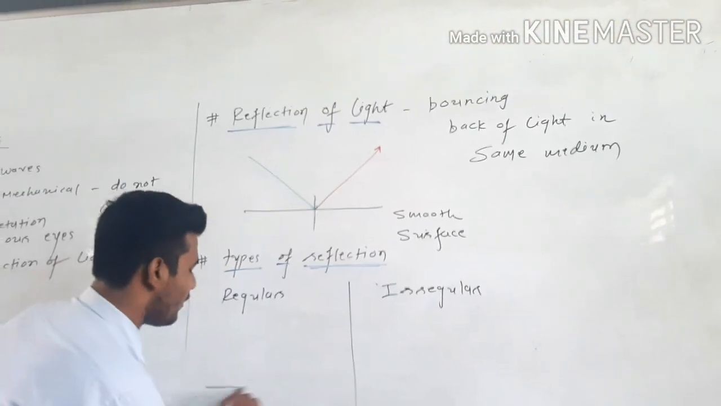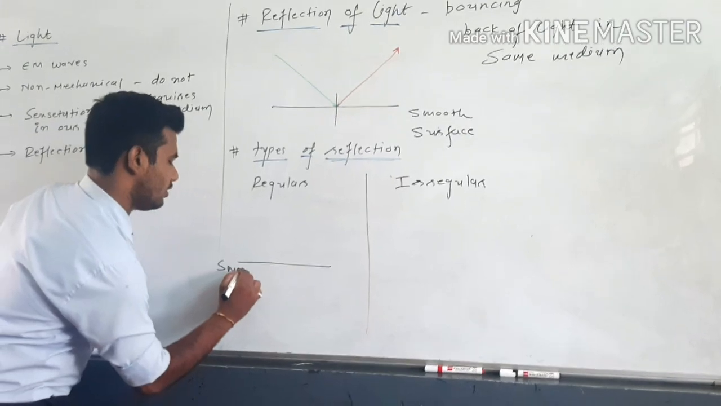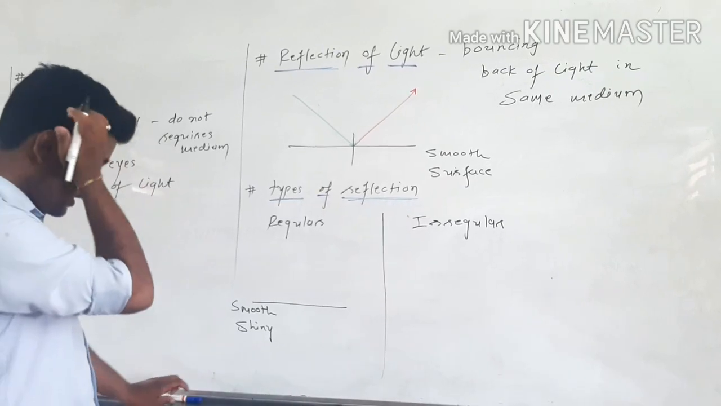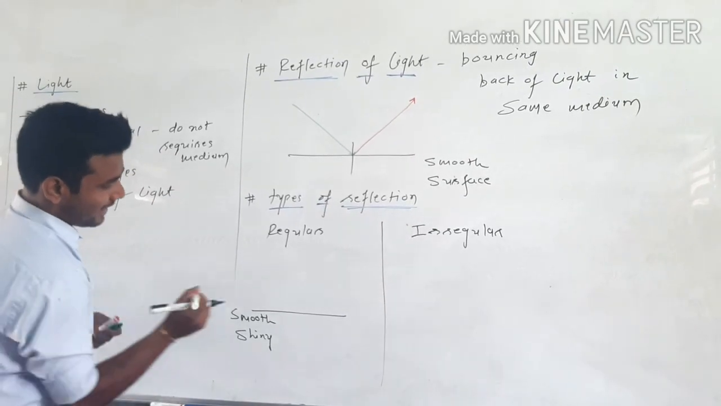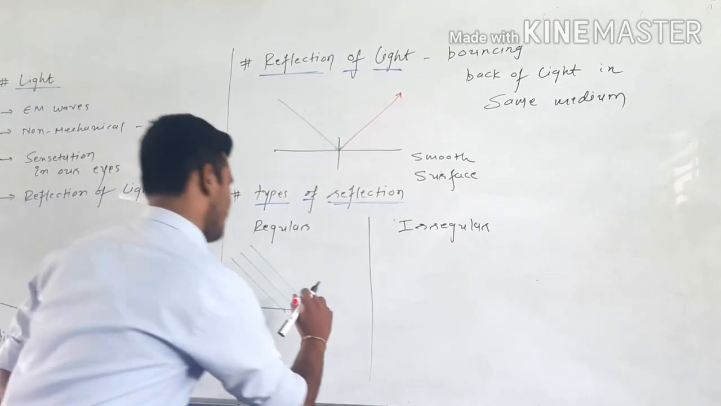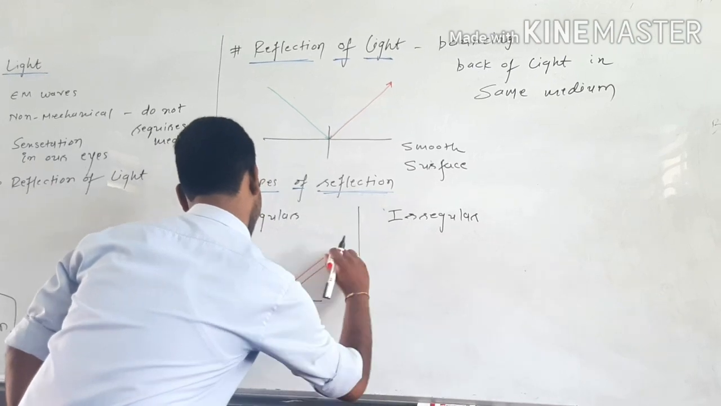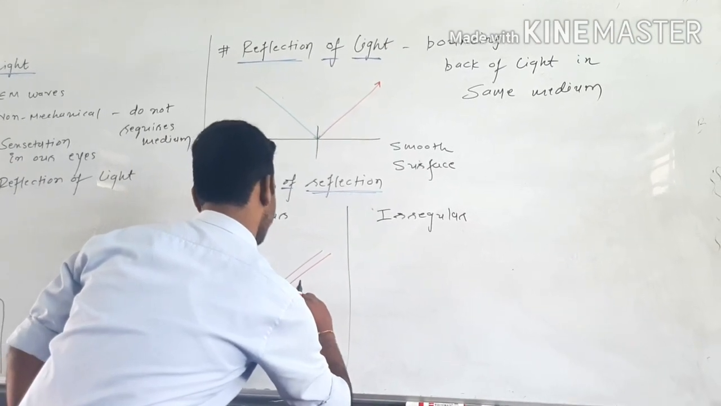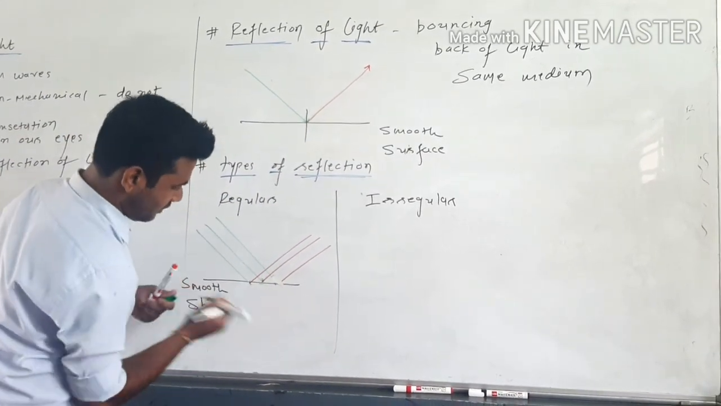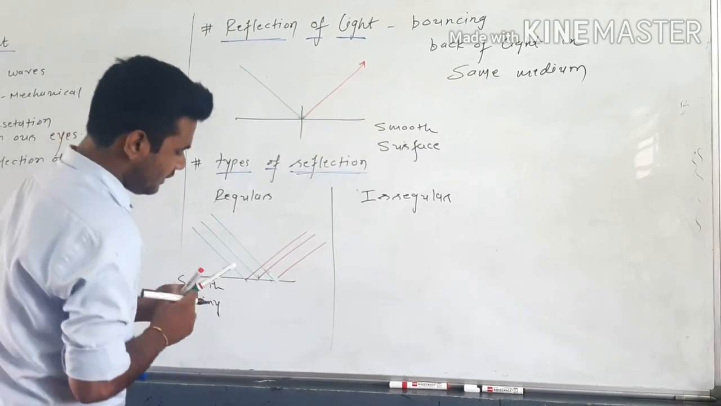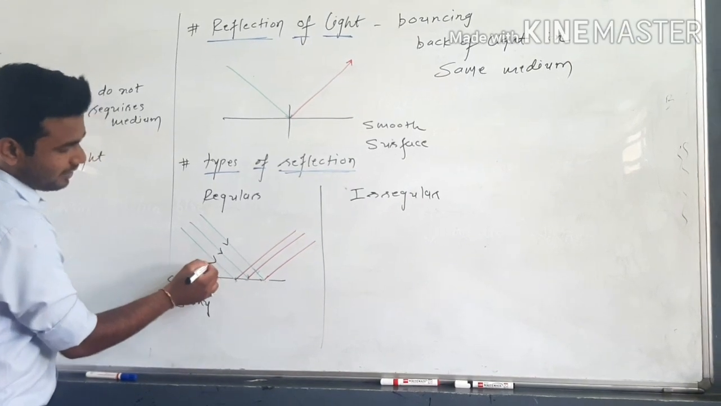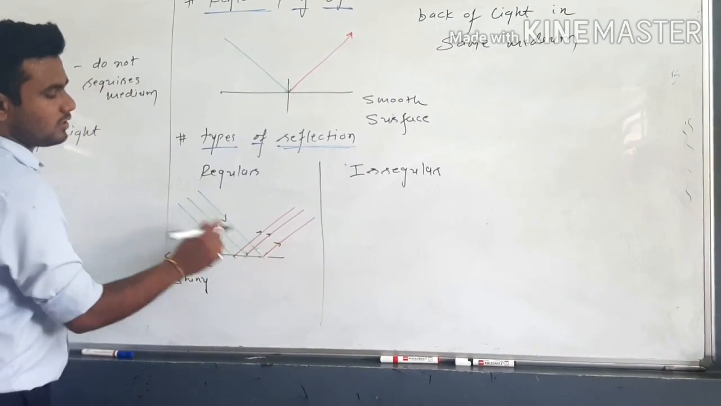It's very easy. If you have a smooth and shiny surface, on a smooth and shiny surface, when parallel light beams are incident, and if they reflect back or bounce back parallelly, this is called regular reflection. Here you can see the incident rays are parallel light rays and they reflect back also parallelly.